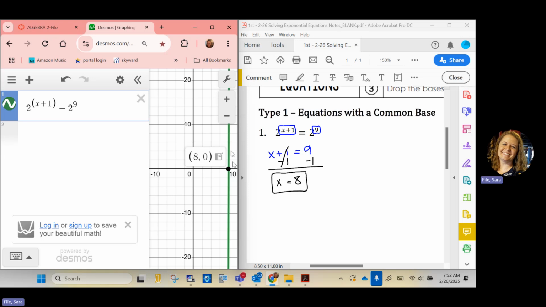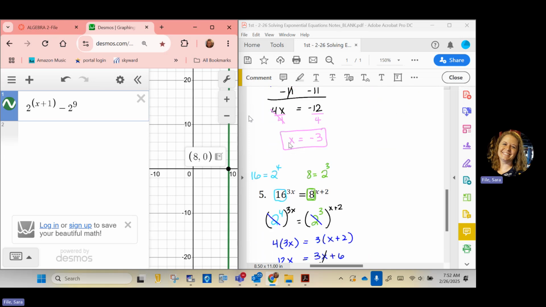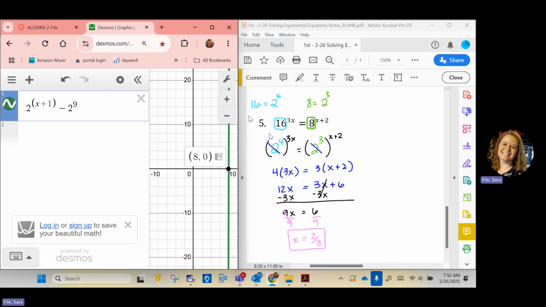Okay, now to check it like this, you have, like I said, you have to have everything to one side. So whatever's on the right, I had to move it to the left. So if I did that with a more complex one, here with number 5, let's try it. I have 16 to the power of 3x. And then I would subtract this 8 to the power of x plus 2.